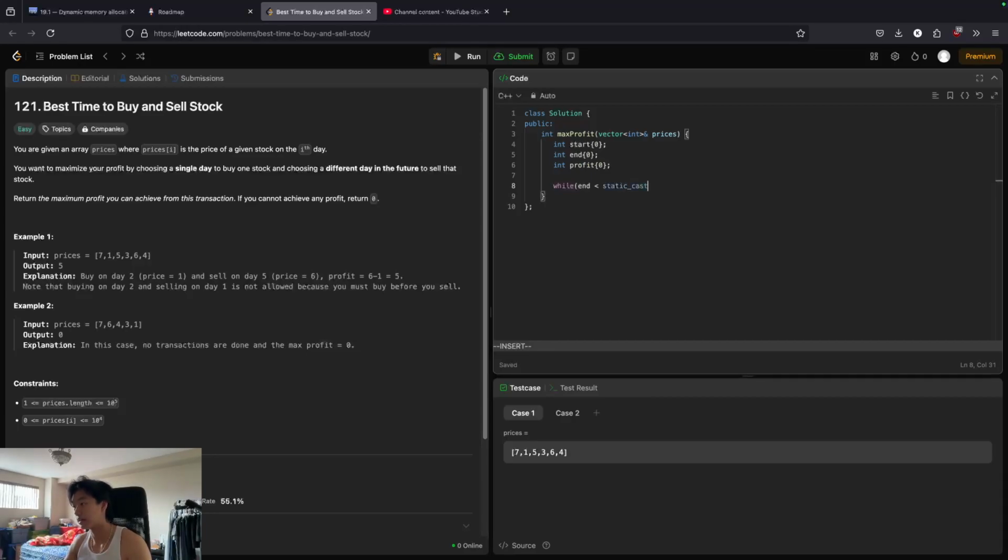a static cast of int of the size of our vector prices, minus 1.